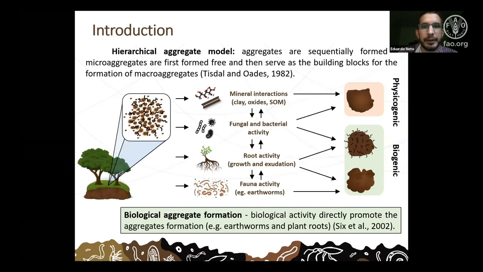In the hierarchical aggregate model, the soil aggregates are sequentially formed. Microaggregates are first formed, then serving as building blocks for the formation of macroaggregates, which constitutes the physicogenic formation pathway of soil aggregates. On the other hand, we have the biogenic formation pathway, which describes how biological activity in soil directly promotes aggregate formation through the activity of earthworms, macrofauna in general, and plant roots.